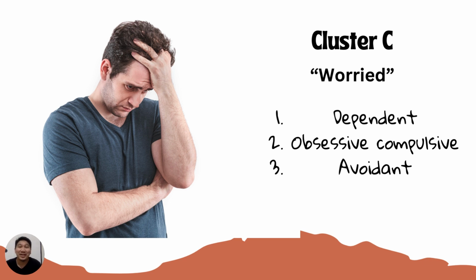So, cluster C. It is also known as the worried type of personality traits and the most common among those who suffer from anxiety disorders. So, if cluster A resembles psychosis and cluster B resembles mood, the cluster C resembles anxiety. This type consists of three traits: the dependent type, the obsessive type, and the avoidant type.